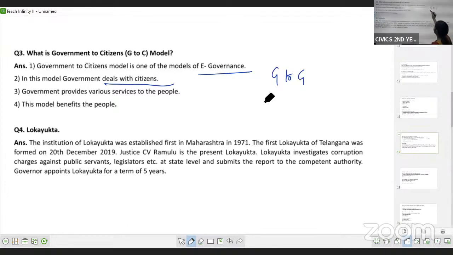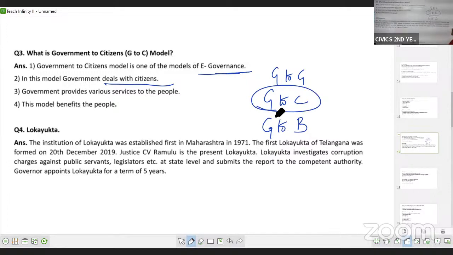G2G, that is government to government. G2C, government to citizen. G2B, government to business. We have different models of e-governance. In this G2C model, the government is dealing with the citizens. How is it dealing? By providing various services to the people. In the government to citizens model, that is the G2C model, the government provides various services to the people and it is benefiting the people. So, this model benefits the people. Okay.